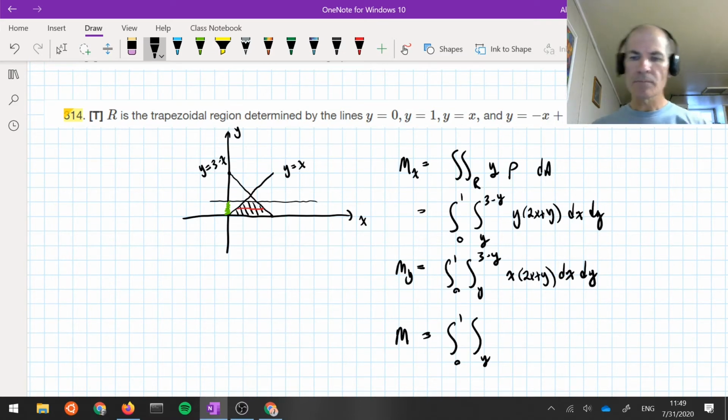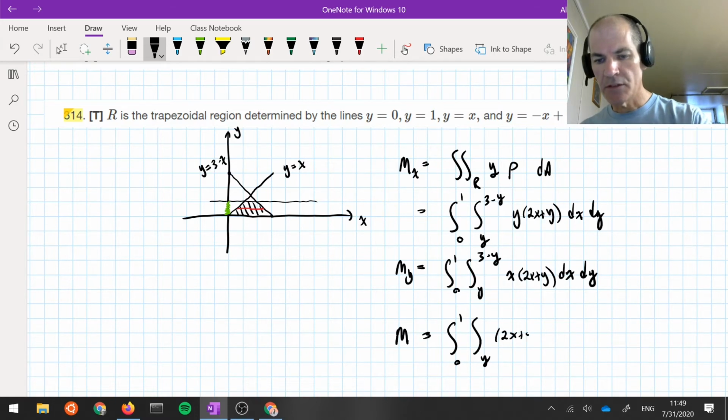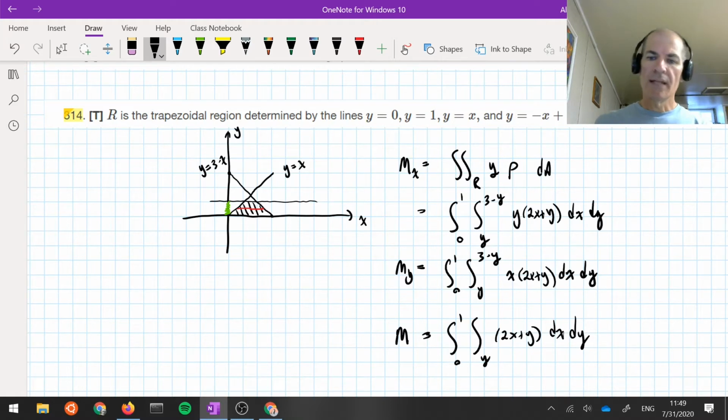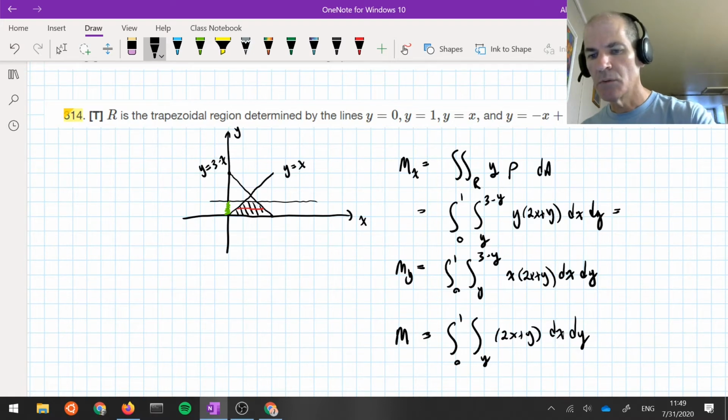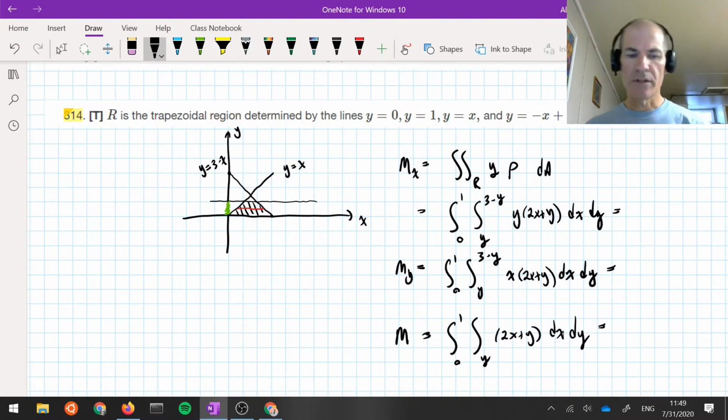And then finally, M is just the integral of the density over the whole region, 2x plus y dx dy. Again, these are integrals that you could do by hand, but I'm going to leave that to you as practice, and we'll jump over to Sage to get these various quantities. I'm going to pause for a minute and take a drink.